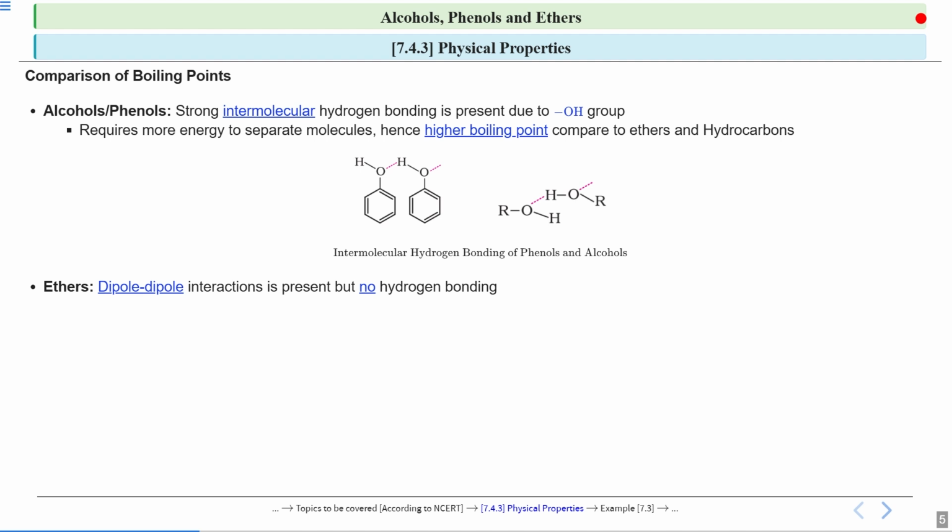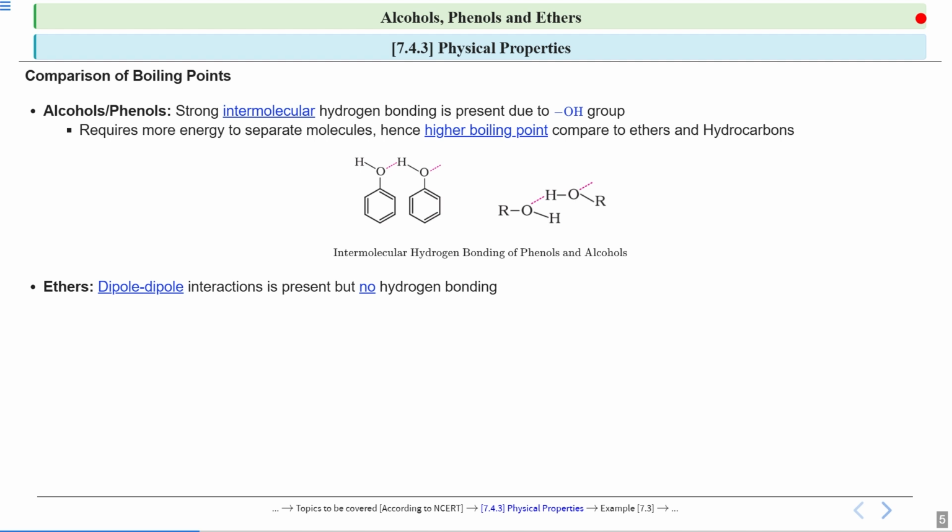So in ethers they have a carbon-oxygen single bond. If there is a carbon-oxygen single bond, again there will be polarity. Oxygen being more electronegative will withdraw the electron density from the carbon. So oxygen will have a partial negative charge and carbon will have a partial positive charge. So the C-O bond in ether is polar, and hence dipole-dipole interactions are present.